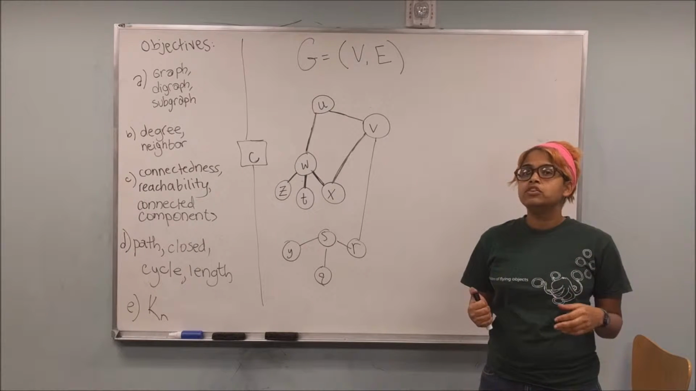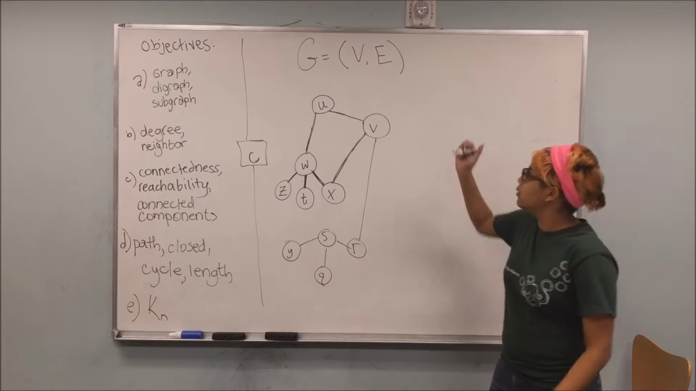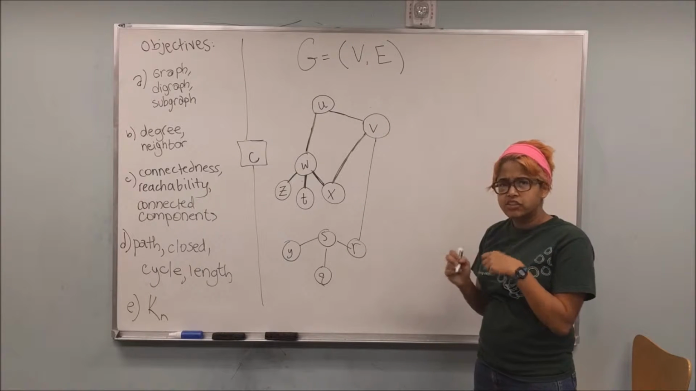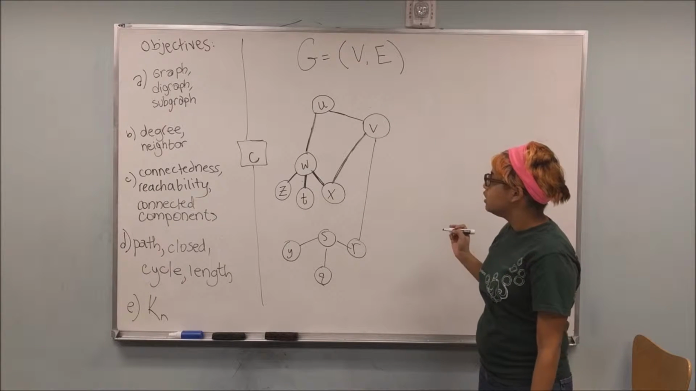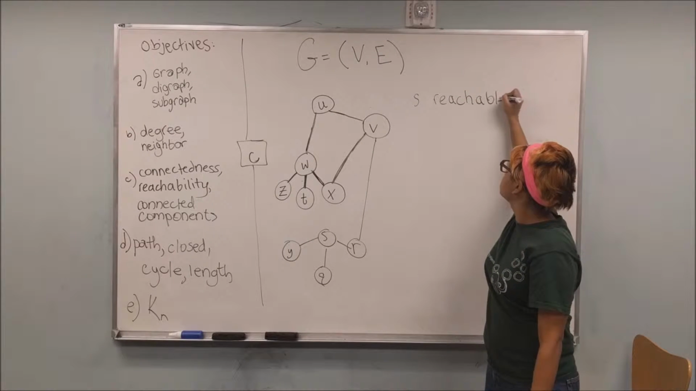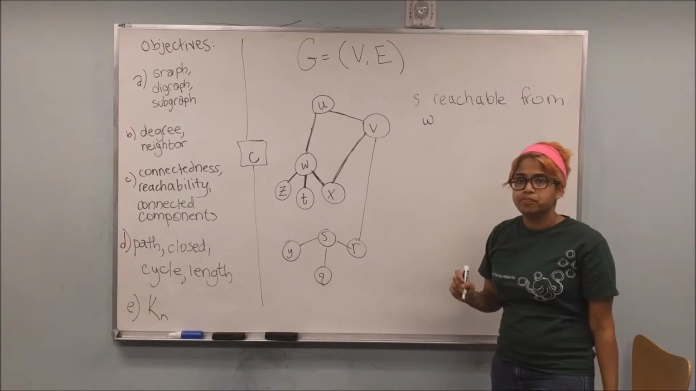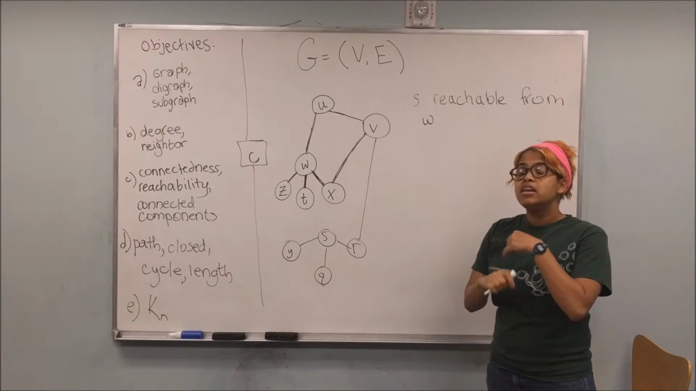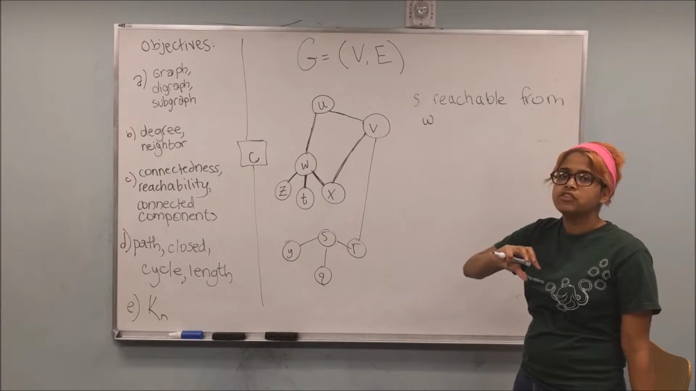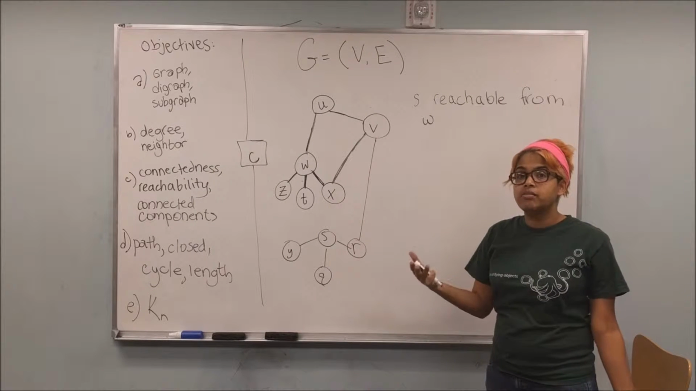All right, so the first thing that we're going to do is talk about what it means to be reachable. For example, let's just use the letters that I'm using in this particular graph here. Let's say S is reachable from W, which it is, and the definition of reachable means that just by starting at that one vertex and moving along the edges that are provided, you can actually reach that final node.